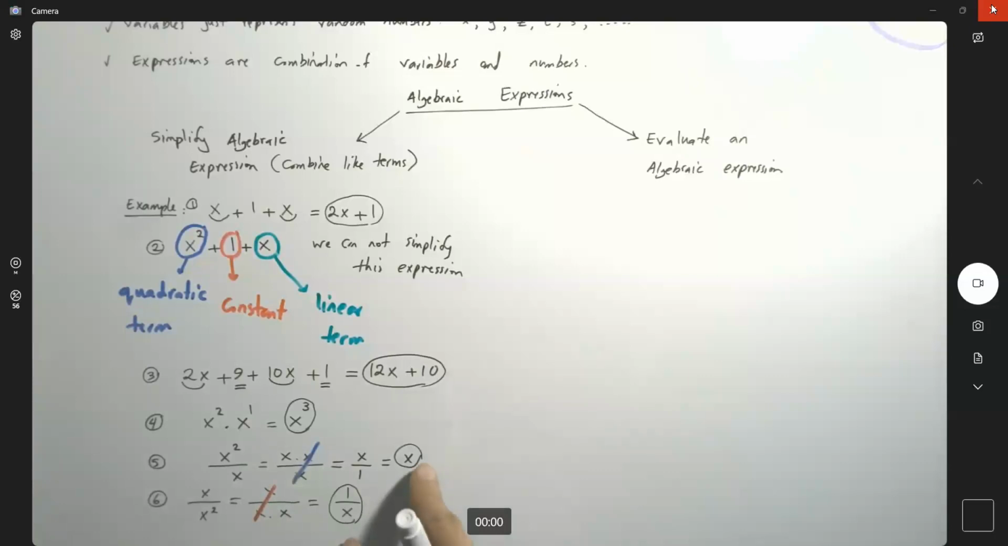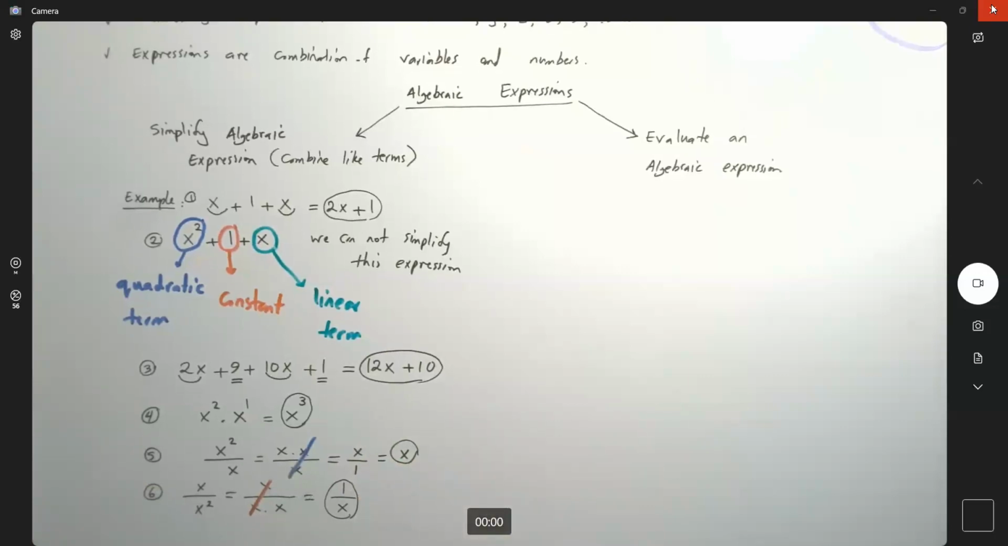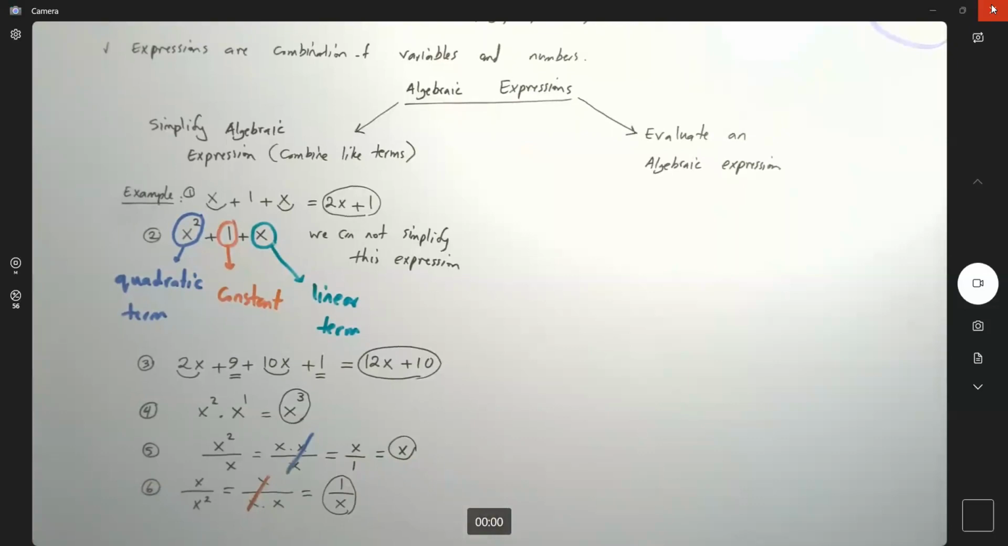This is not the same. For number 5, you have x as a result. Any number divided by 1 is equal to that number. Any expression divided by 1 equals that expression. But if you have 1 in the numerator and an expression in the denominator, you have to leave it as it is. There is no way you can simplify this. Very good.